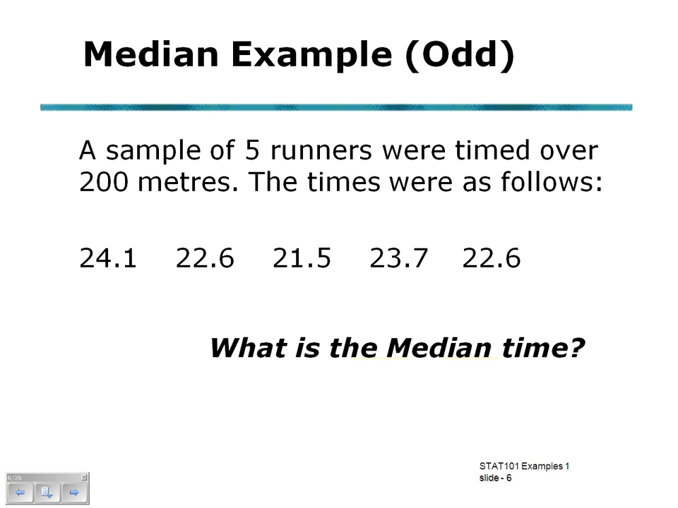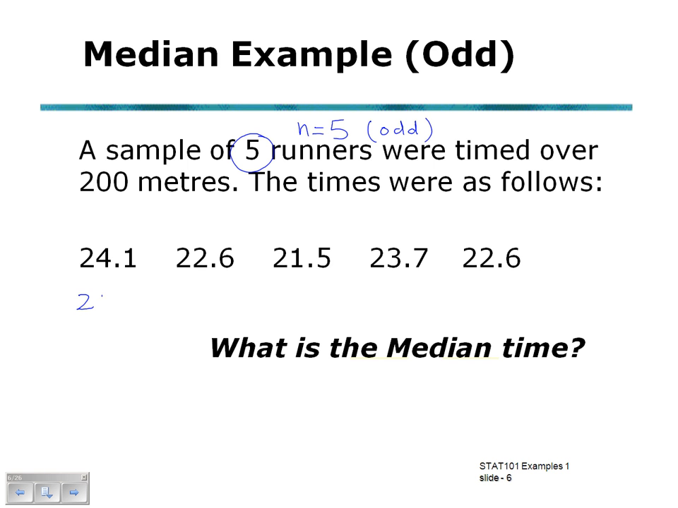This example is an example of 5 runners timed over 200 meters. So in this case, n, the number in our data set, is 5. We have 5 runners, so n is 5, and they're timed over 200 meters. The times are given as follows. So the first thing that needs to be done is we need to put the data into order.